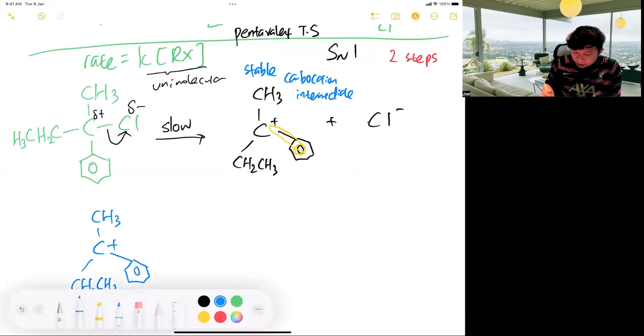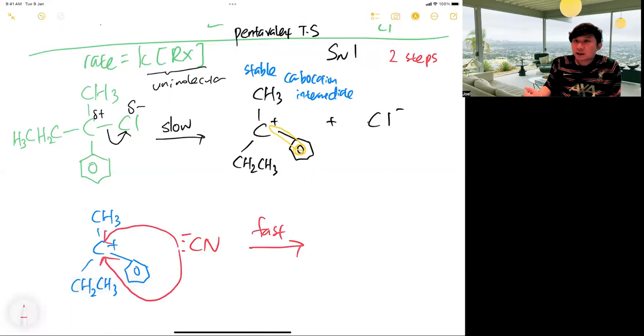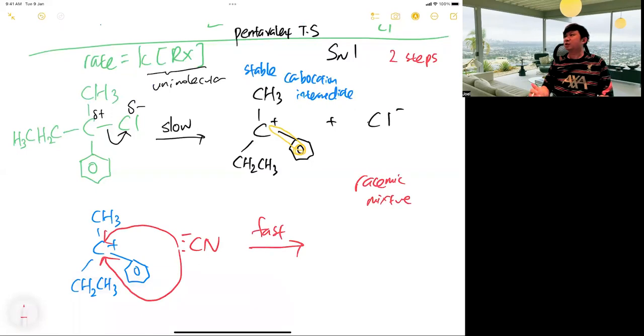The CN minus will now come in to attack because it is very tempting, as there is a plus. Eventually I can visualize that my final product is a what? So I must draw two arrows, because eventually it's a racemic mixture, since my final product has four different groups: CH3, CH2CH3, benzene, and CN.